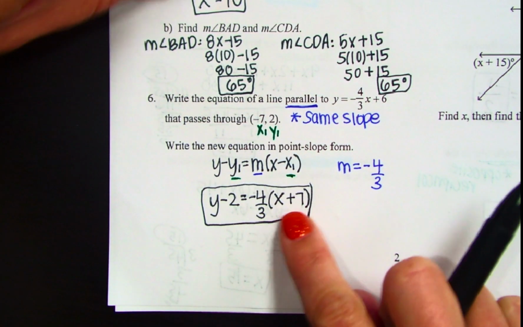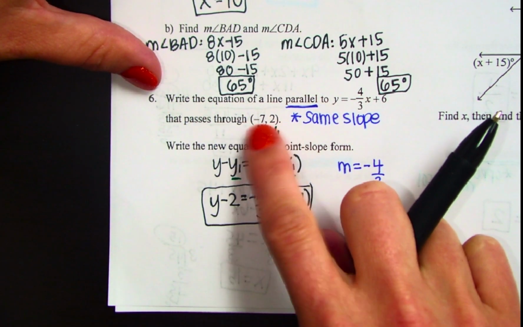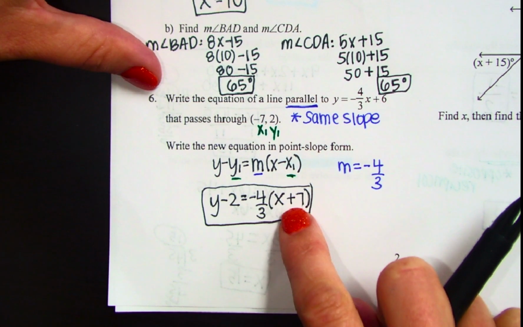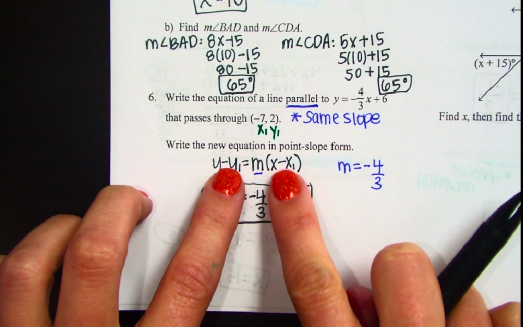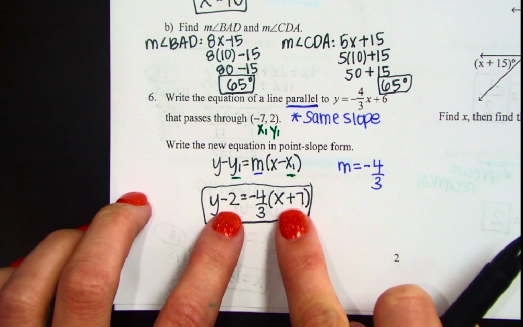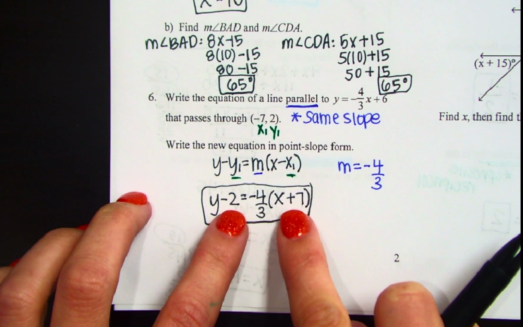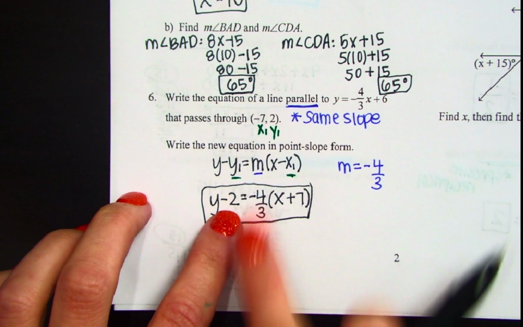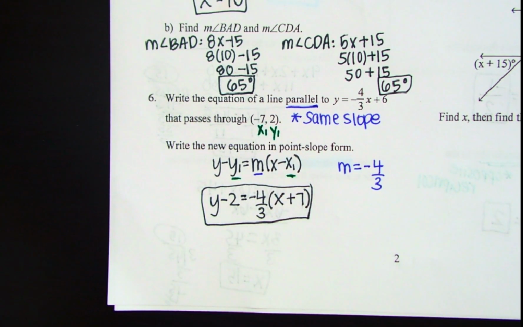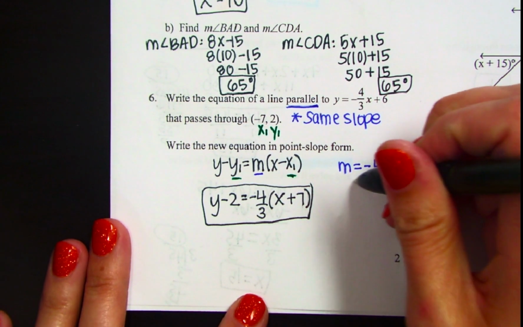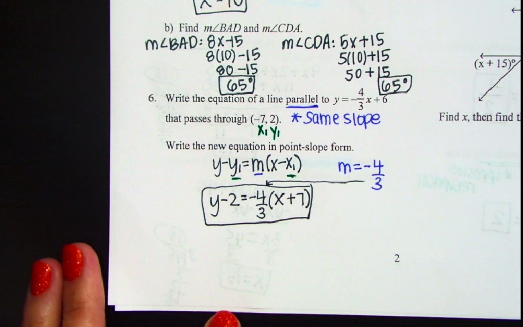I'm going to talk a little bit more about this. When you plug in negative 7 here, and when you plug in 2 here, because of our formula having a negative in front of these points, you are essentially just changing their signs when you plug it in. So the 2 became -2, and the -7 became +7. And then of course, we just plugged in our slope right here.